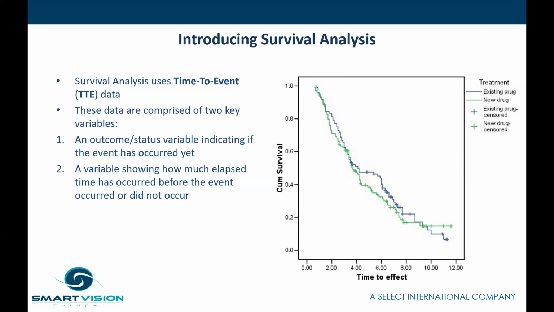So it's sometimes called time to event data, and that's because there's a time element to it. These data are always comprised of two key variables. One is an outcome status, indicating if the event has occurred or not, usually whether or not they've literally survived, whether or not they're alive or dead, or whether or not they've relapsed or been readmitted, or could in this case be whether or not a drug has taken effect. And the second variable is saying how much time has elapsed before the event occurred or did not occur. It's actually used a lot in insurance, because you're often dealing with kind of inevitable events.